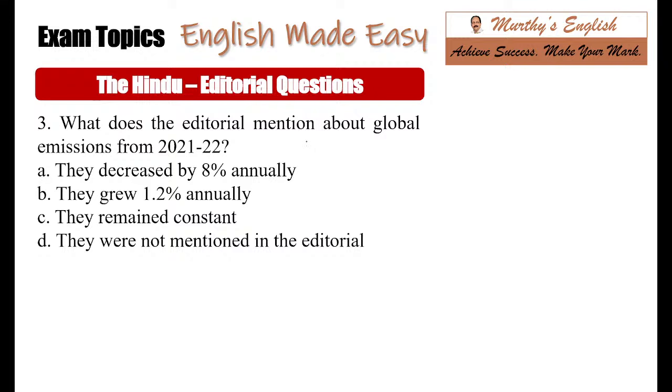What does the editorial mention about global emissions from 2021 to 2022? They decreased by 8% annually. They grew 1.2% annually. They remained constant. They were not mentioned in the editorial. Third one is B. They thought of reducing by 8% annually, but on the contrary, they grew 1.2% annually.